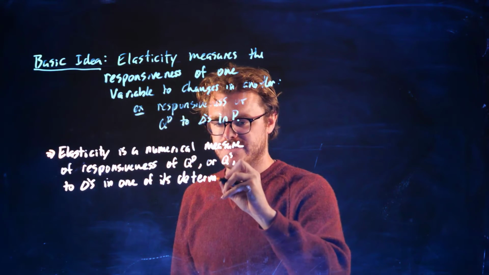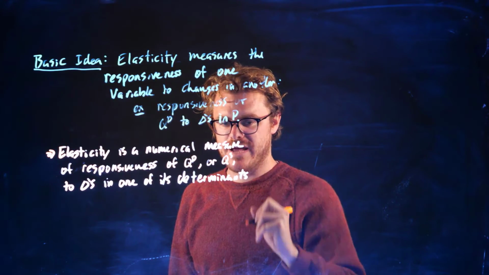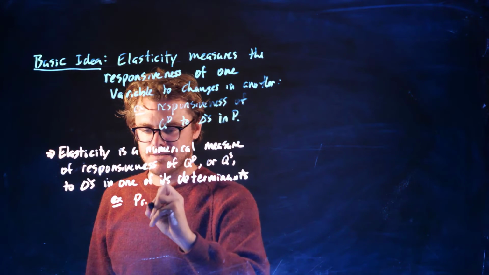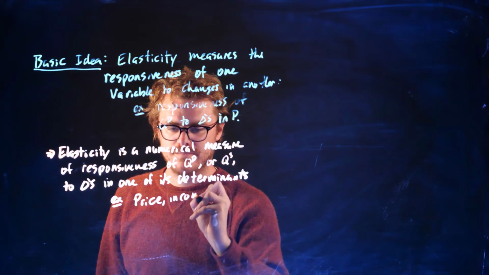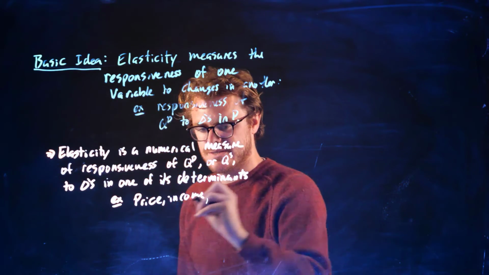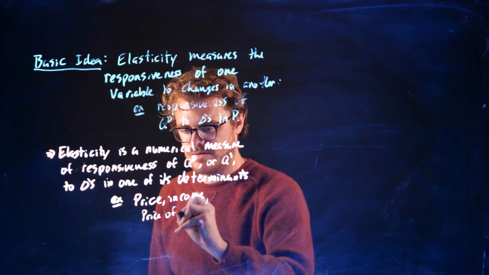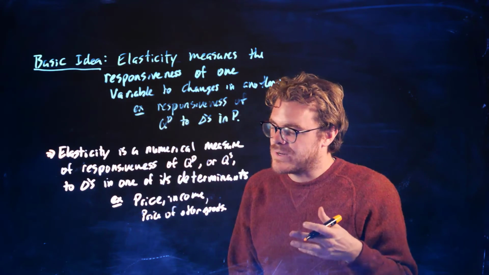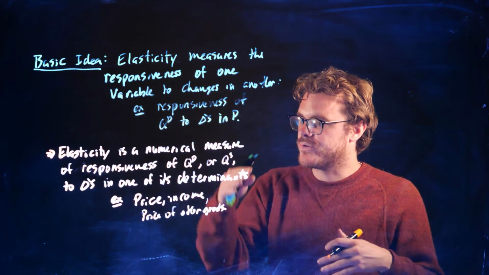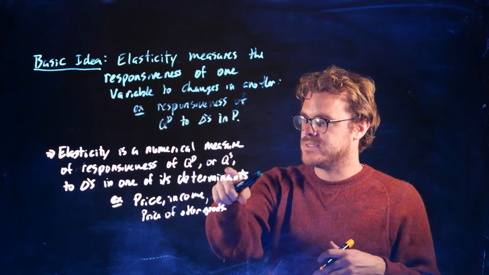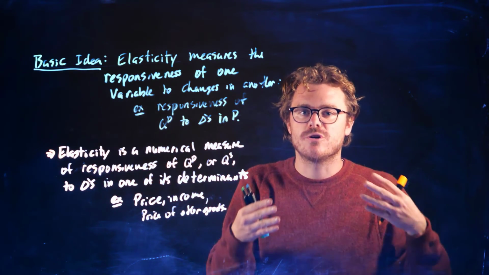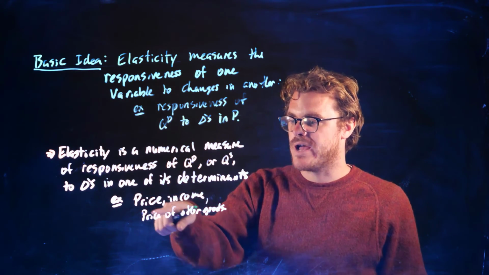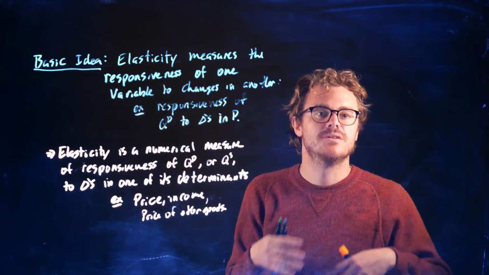We learned about determinants of supply and demand before. So for example, price, income, price of other goods. So that's what elasticity is. It's this numerical measure of the responsiveness of quantity demanded or quantity supplied to changes in one of these determinants of supply and demand that we talked about. For instance, price, income, price of other goods, those kinds of things.